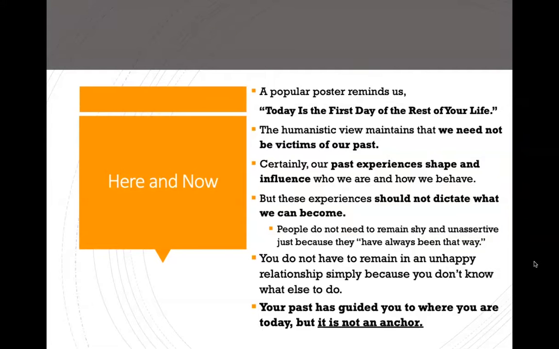Remember those words. So living in the here and now means that you honor the fact that your past experiences have shaped you, have influenced you to what you have become today, but you never, ever, ever allow the past to become your anchor. Okay? It guides you, it influences you, it dictates you, but it does not become an anchor. It does not dictate what you can become or what you are becoming.